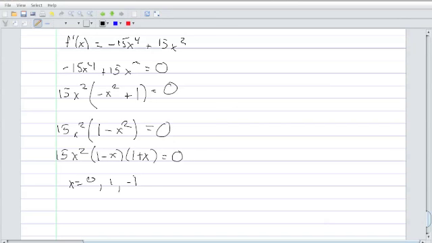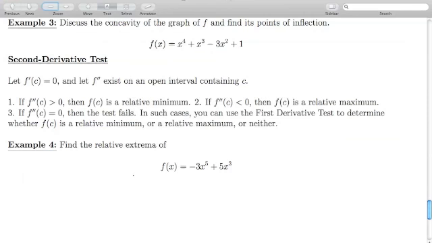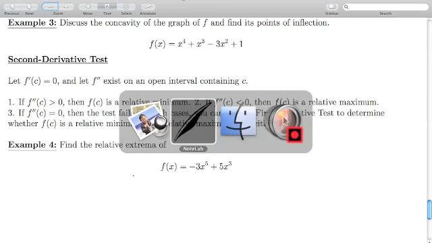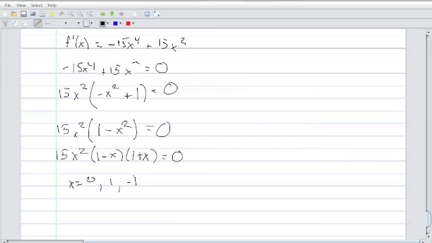Now we're going to test these points in our second derivative and see what it gives us. Again, f prime of c is 0, and let f double prime exist containing c. If f double prime of c is positive, then it's a relative minimum. If it's negative, it's a relative maximum. And if it's 0, then the test fails. So let's look at the point when x is negative 1.